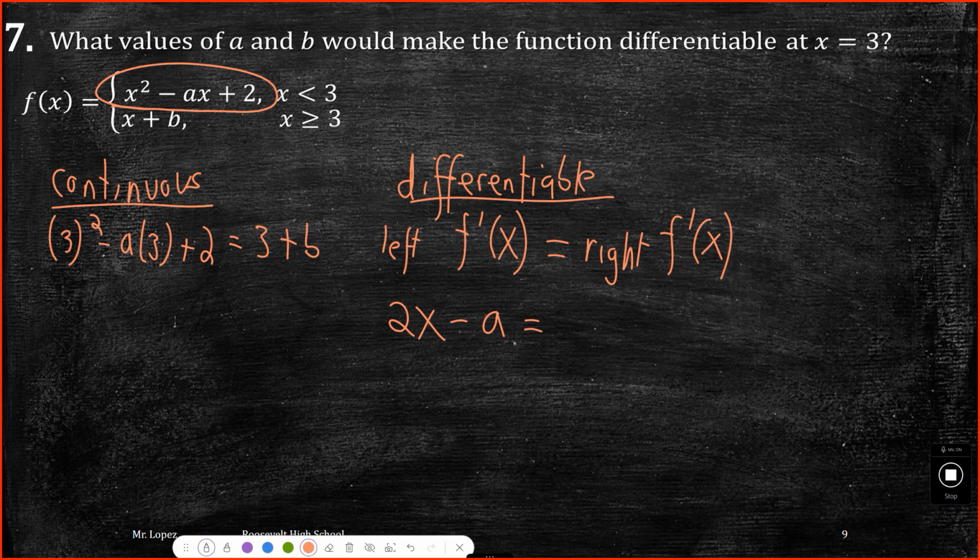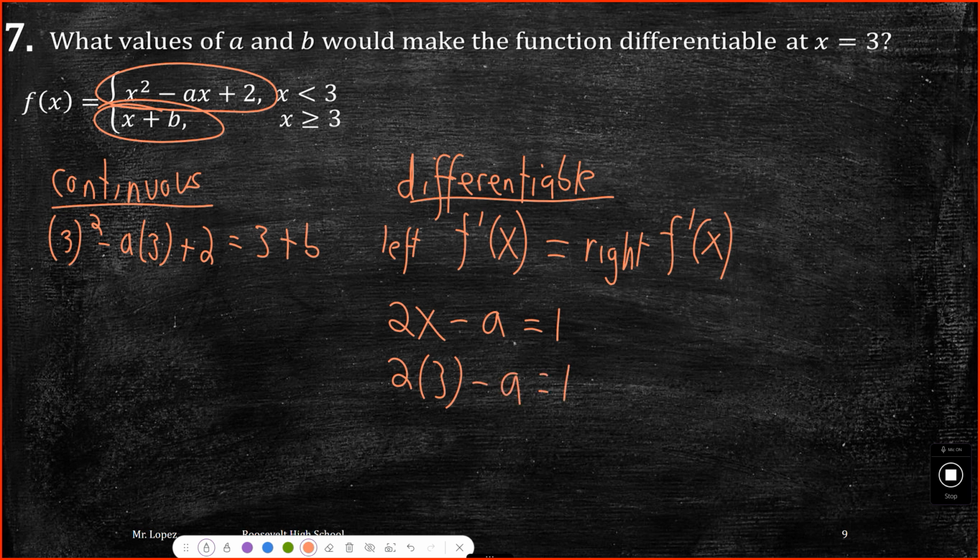Then the derivative of this coming from the right is what? 1. And I'm going to plug in 3 for x. So let's plug in 3 for x. 2x is 3. And now I can solve for a.